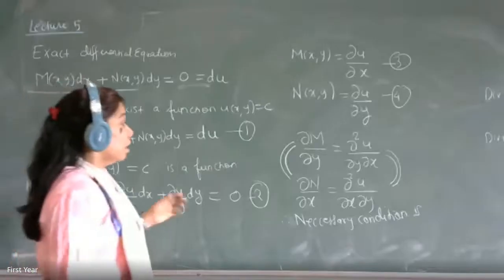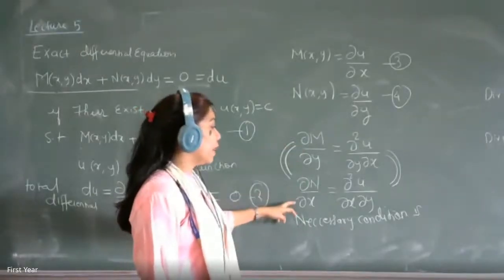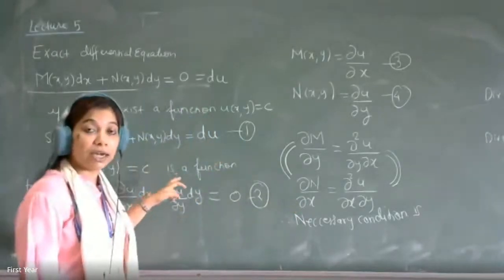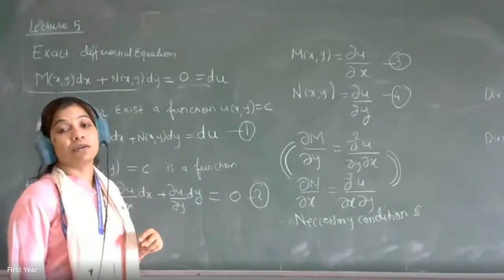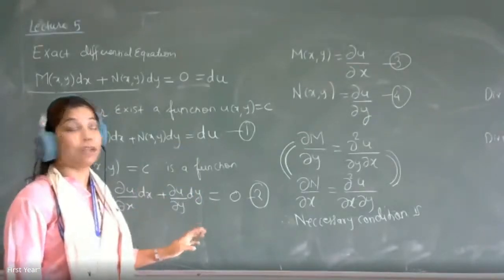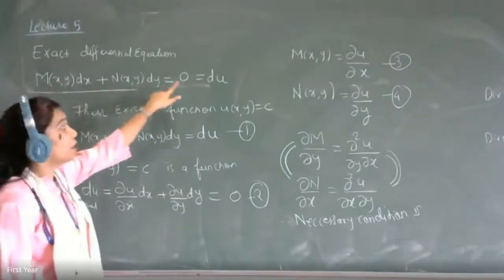Okay. So ∂M/∂y equal to ∂N/∂x is the necessary condition for the differential equation to be exact. And once that is satisfied, then we go to find the solution of the differential equation. Up till this, everything is clear to everyone. Your equation is given as M(x,y) dx plus N(x,y) dy equal to 0.